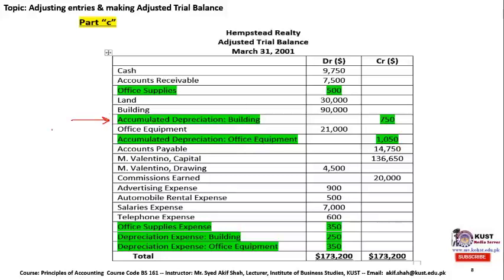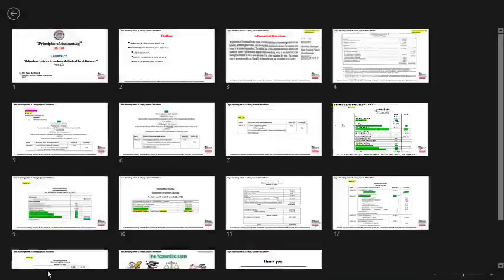So as we know that accumulated depreciation building was having $500 in its balance, and in the adjusting entry we have an additional $250 in the credit section against the accumulated depreciation building. Let's counter check.